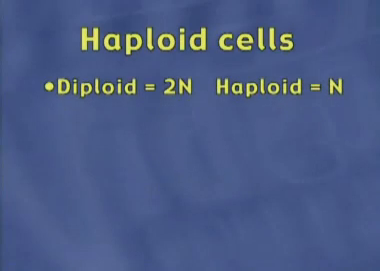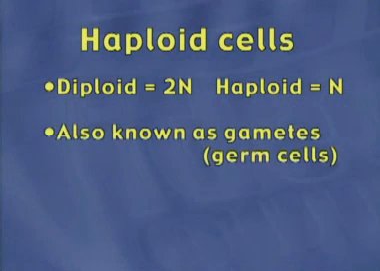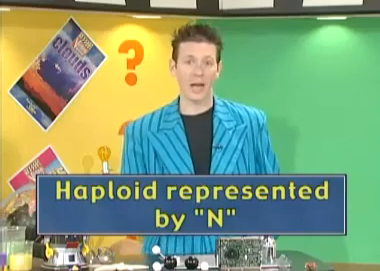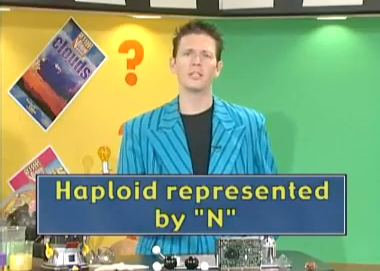A haploid cell has half of the chromosomes as a diploid cell. These special germ cells are called gametes. So, at the end of meiosis, each human gamete has a total of 23 chromosomes. Scientists symbolize the haploid chromosome number by using an N.